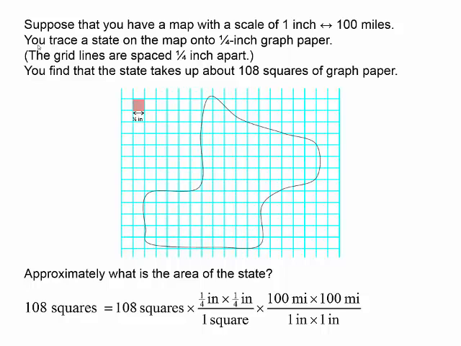Alternatively, we can also use these conversion factors instead. This ratio reminds us that each square on the grid is equal to 1/4 inch times 1/4 inch, which represents an actual square of 100 miles times 100 miles. Multiplying all these numbers will give you, again, 67,500. And the unit is miles times miles. That means miles square.